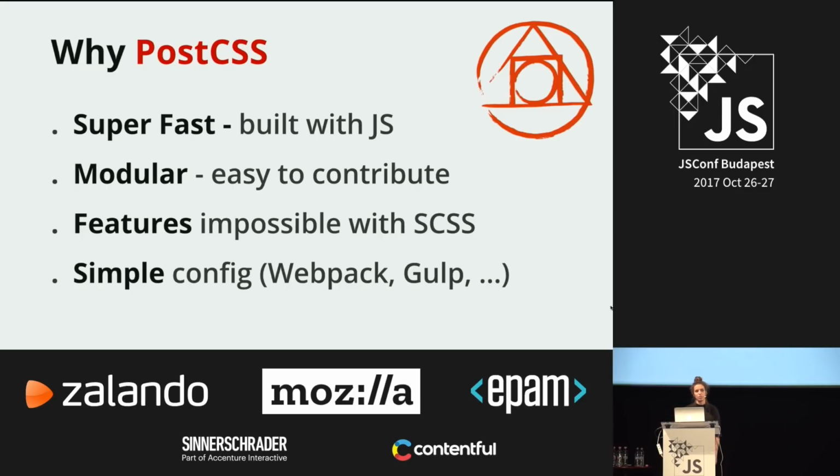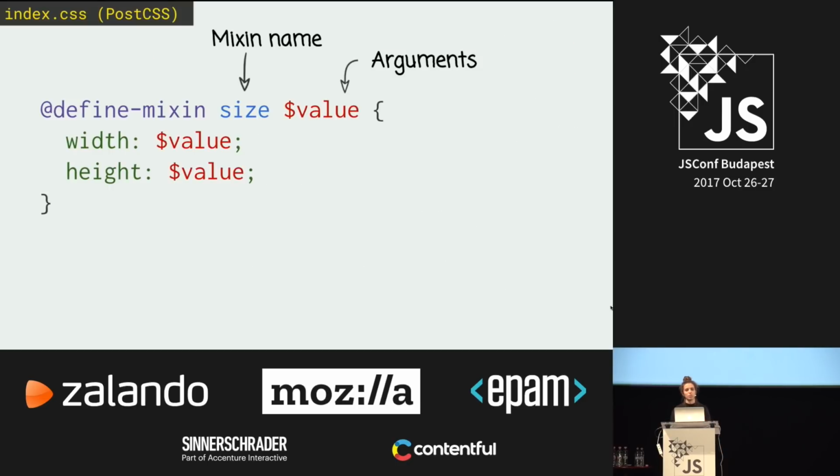So, before jumping to JavaScript, let me quickly explain how a mixin works with CSS, in this case with PostCSS. So, you define a mixin, and you give it a name, size. Then a mixin can have arguments like a function in JavaScript. Let's give it a value. Inside a mixin, you can have whatever logic you want, but in this case, let's keep it simple. A width and a height rule with the same value.